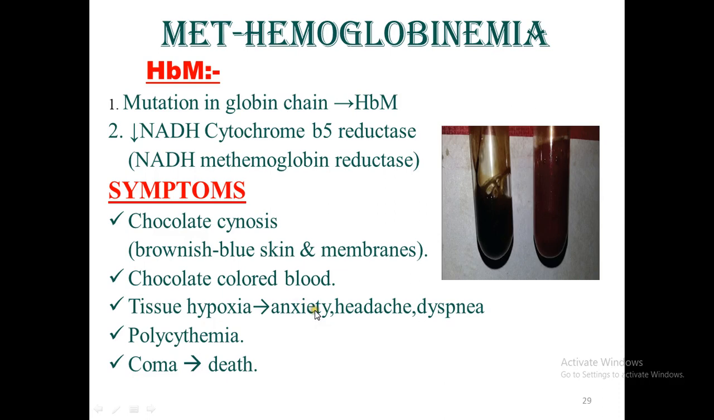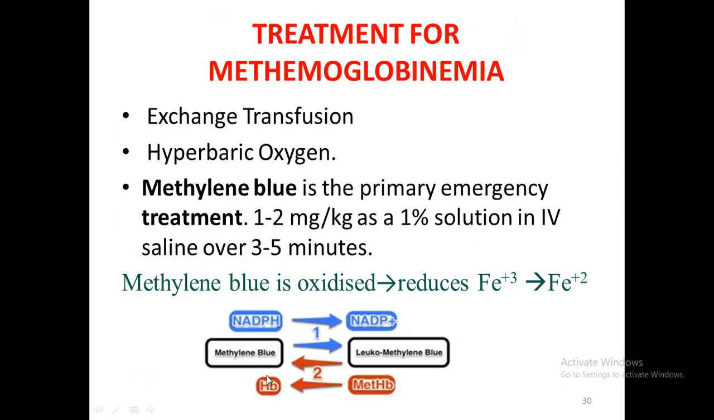And this can lead to anxiety, headache, dyspnea, meaning breathlessness on exertion. Polycythemia. In an effort to overcome this lack of supply of oxygen to the tissues, the marrow starts forming more and more RBCs, but it still cannot meet the need for oxygen, because unfortunately the hemoglobin inside the RBCs is in the form of methemoglobin, which cannot carry oxygen. It can also lead to coma, and coma can lead to death.